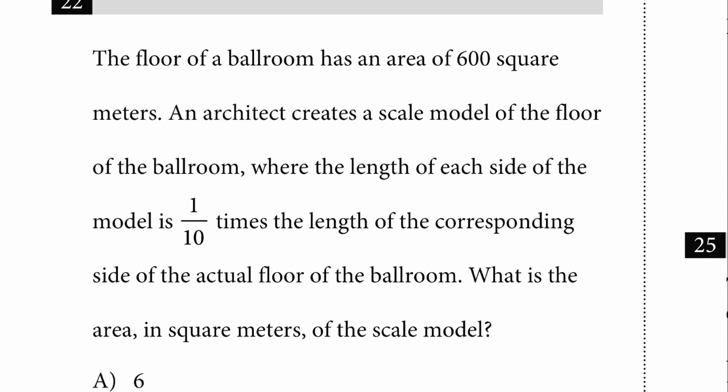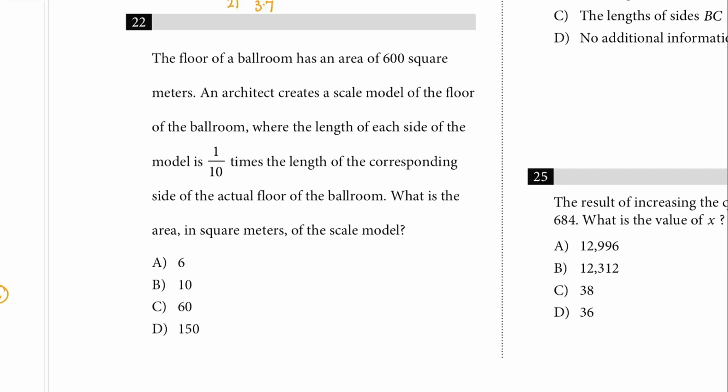The floor of a ballroom has an area of 600 square meters. An architect creates a scale model of the floor of the ballroom where the length of each side of the model is 1/10 times the length of the corresponding side of the actual floor of the ballroom. What is the area in square meters of the scale model? I'm going to go ahead and sketch this out. So if we have the area of a ballroom here, and it's going to be 600 square meters.